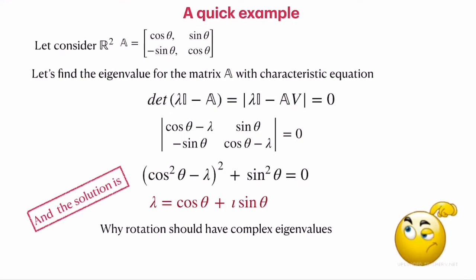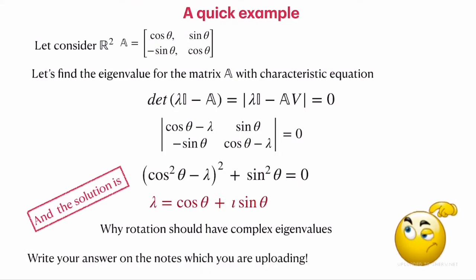So we know that mathematically it is possible to have a complex eigenvalue, but what is the physics? How do we get the complex eigenvalue for the rotation? Rotation is very much physical. How do we see the rotation which is giving rise to a complex eigenvector? You need to explain this, and the answer can be written on your notes and uploaded with your regular notes.